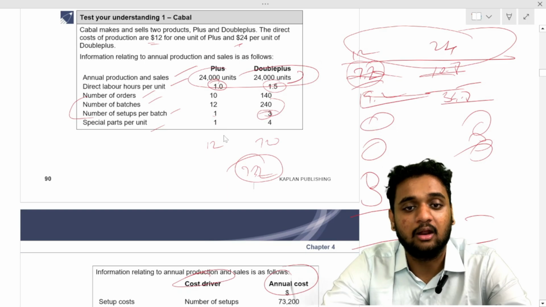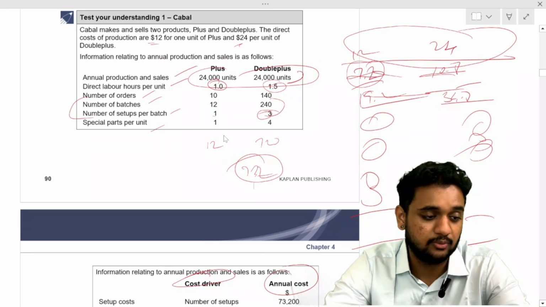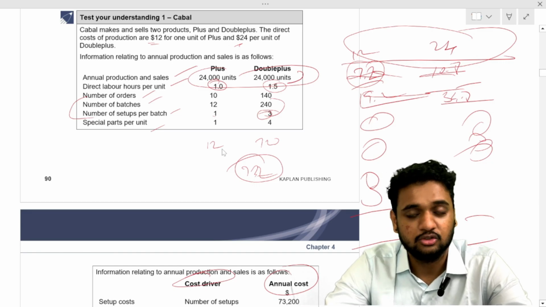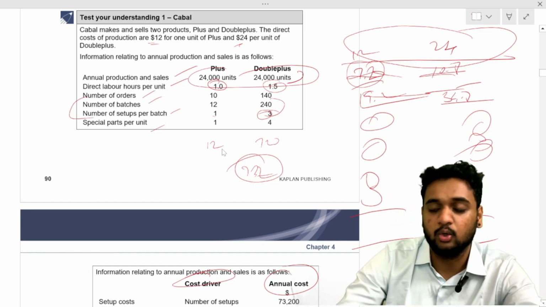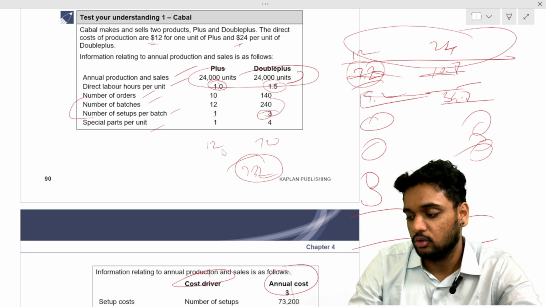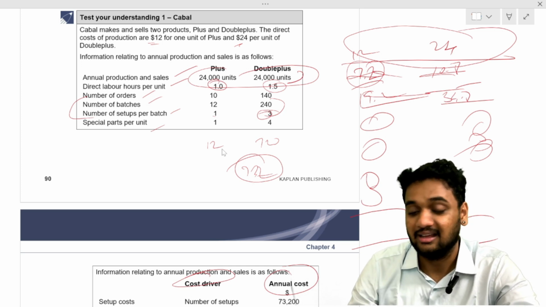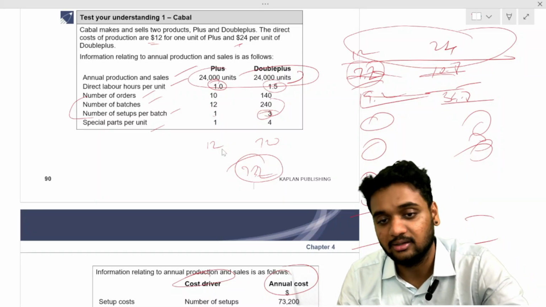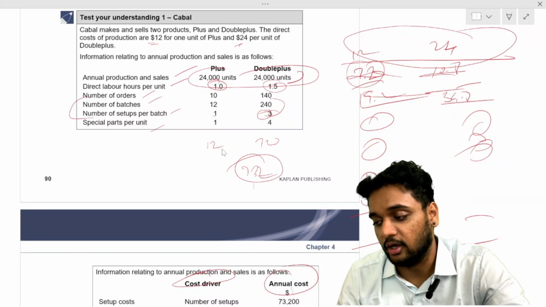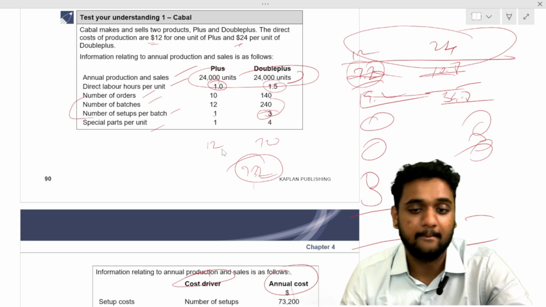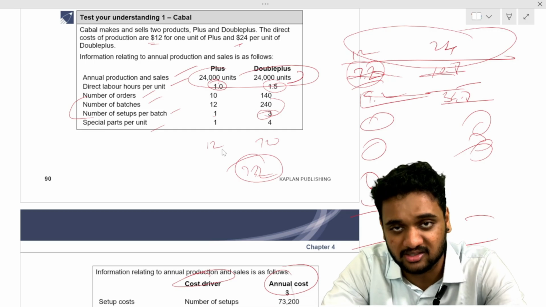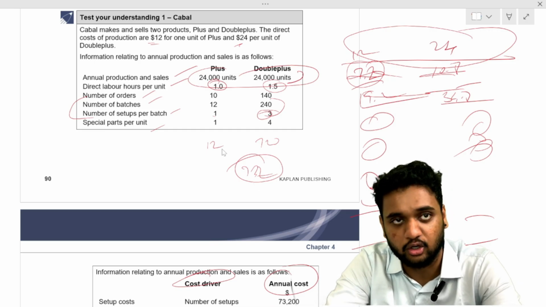And then what will you do? Multiply by the number of setups. What is the number of setups? 12 and 720. So 732 into 12, if you do, you will get the setup cost 1200. Then 720 into 100, you do 72,000. Understood? So 1272,000. That is the total setup cost for plus and double plus. That is divided by the number of units and added to your cost. Understood?